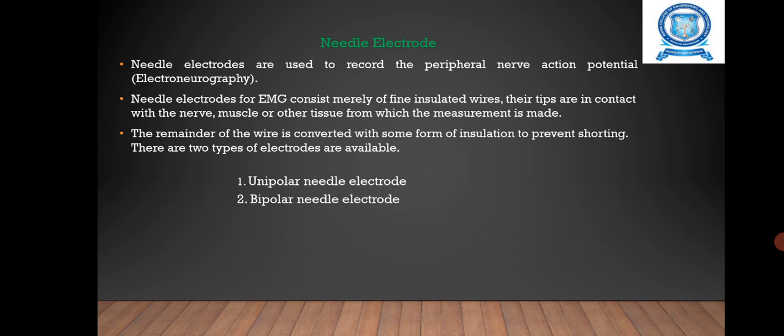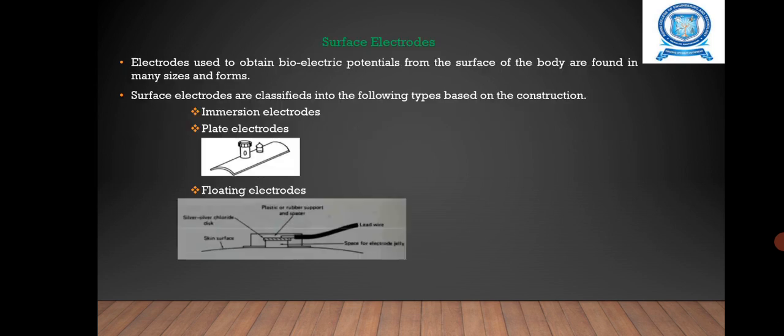Next one is the bipolar needle electrode. It consists of 2 wires placed inside the needle, and the measurement is called bipolar, and it also provides a very localized measurement between the 2 wire tips.